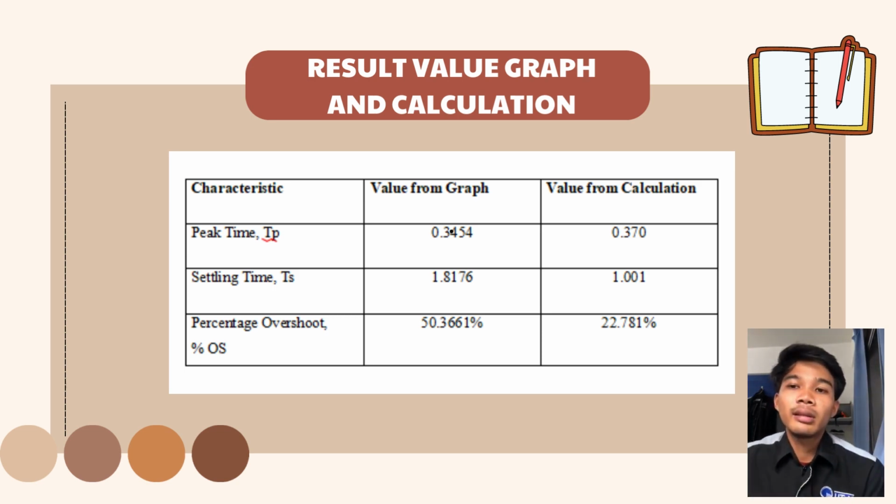The next characteristic is the settling time. We got 1.8176 from the graph and 1.001 from the calculation. This value shows that the settling time can be assumed as 1 for both calculation methods.